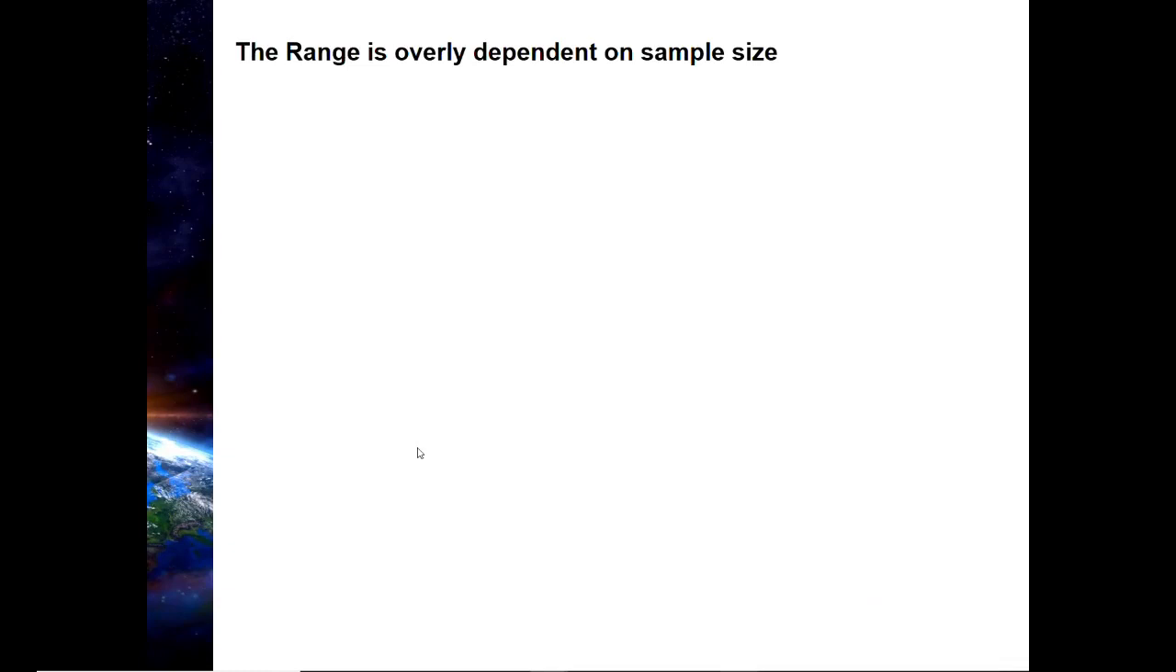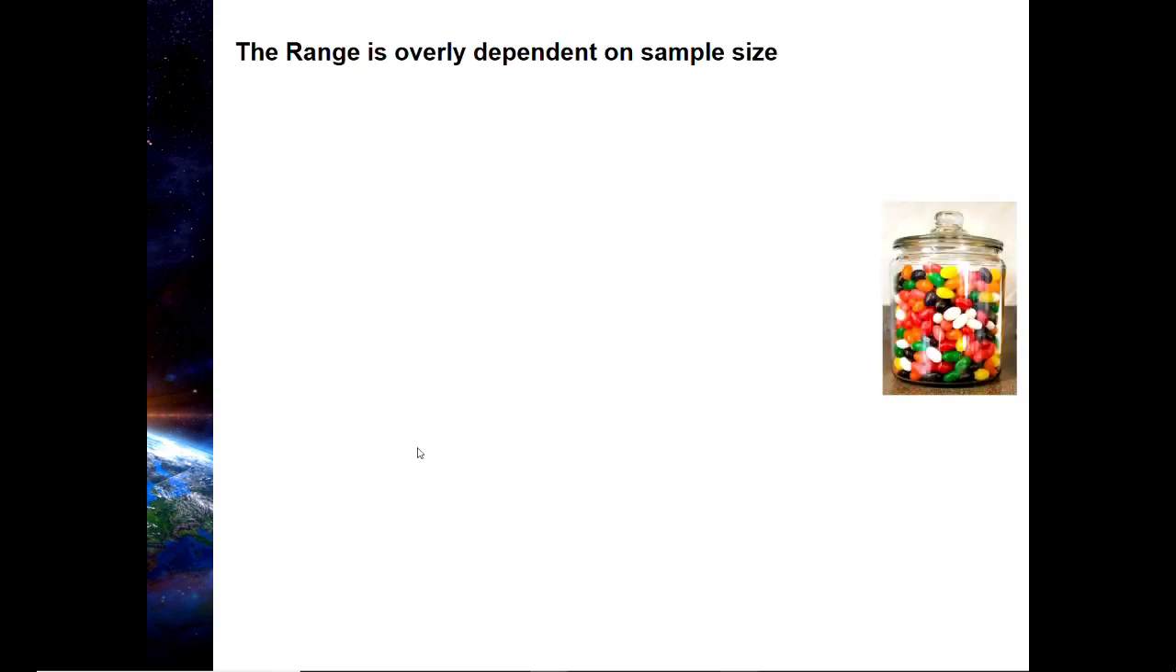Now, there is another reason why you should stay away from the range, and that is the range is overly dependent on sample size, which means that depending on whether we have big samples, medium-sized samples, or small samples, we're going to get very different estimates for range. And that shouldn't be the case. The estimate of variability ideally shouldn't be so dependent on the size of our sample. So I'm going to give you an analogy first, and then we'll talk about range.